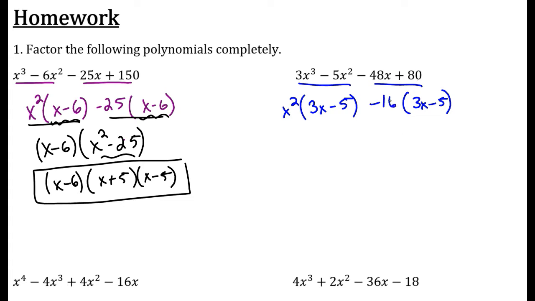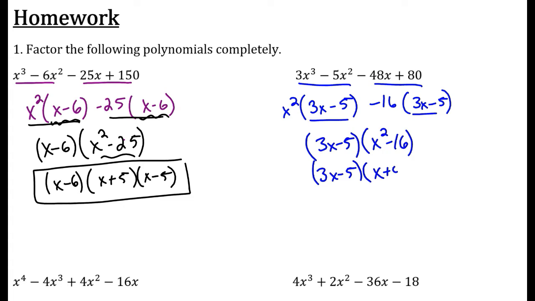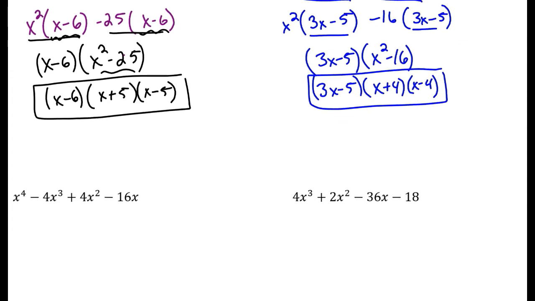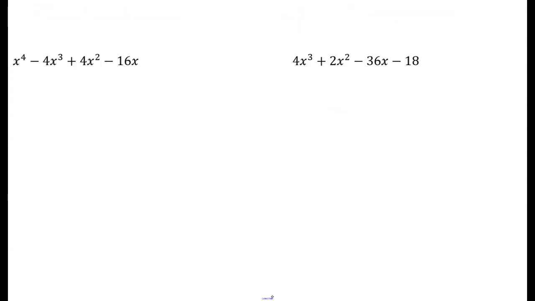Minus 16 times 3 is negative 48. Negative 16 times negative 5 is positive 80. So my new GCF is that 3x minus 5 factor. So I'll factor that out, and I'm left with x squared minus 16. But clearly we know what that is. X squared minus 16 is the difference of perfect squares. Done. Not too bad. We've been building up to this lesson, so this lesson should not be too terrible. But it just takes time practicing to get fluent at it.